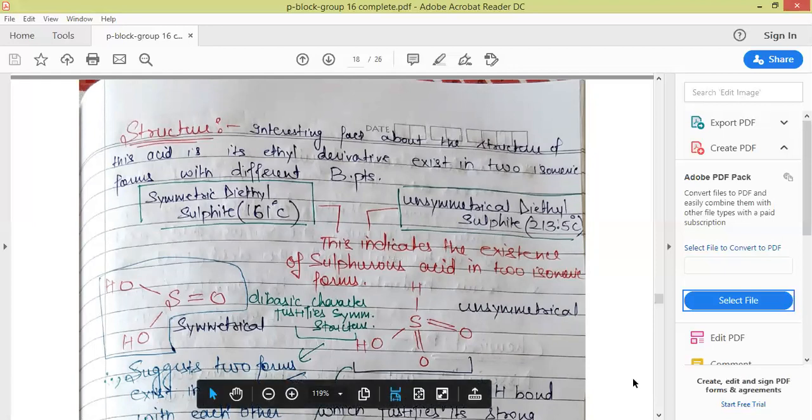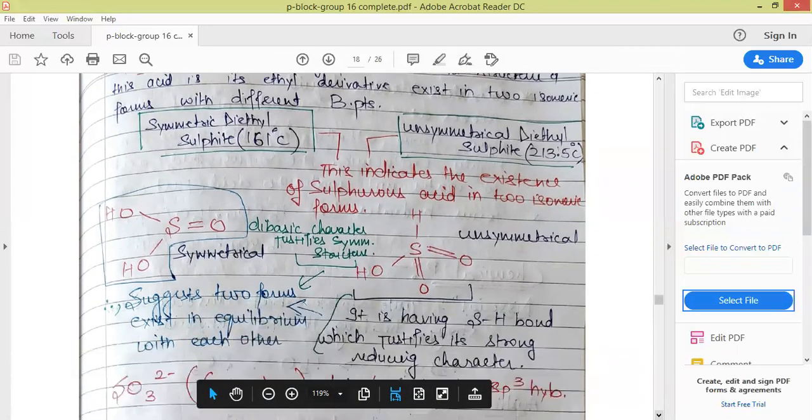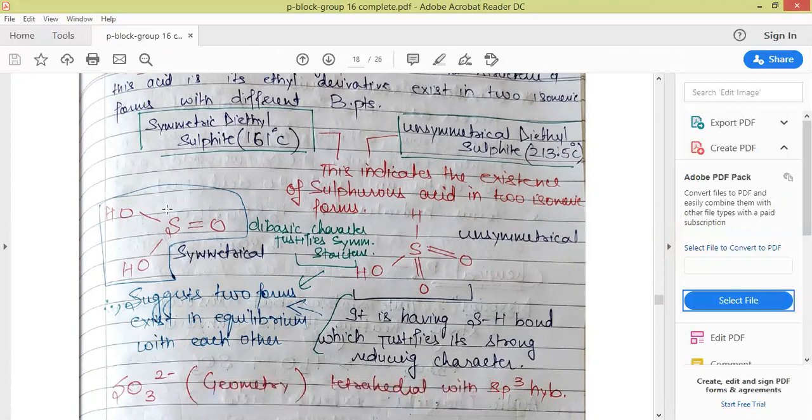The two isomeric forms of sulfurous acid are drawn here. While discussing the tricks and shortcuts to memorize the oxo acids of sulfur, I told you that there is no direct S-H bond in the case of oxo acids of sulfur.